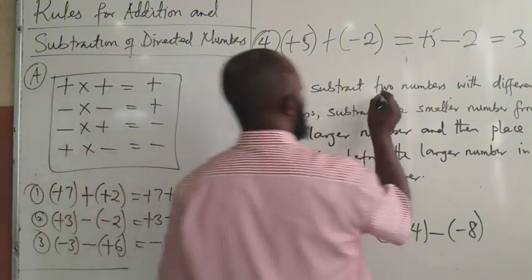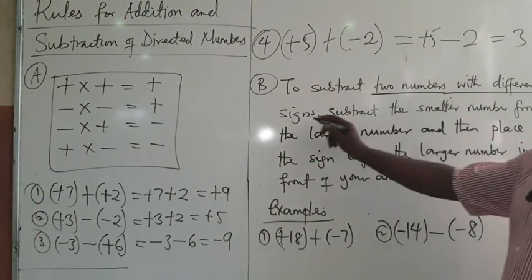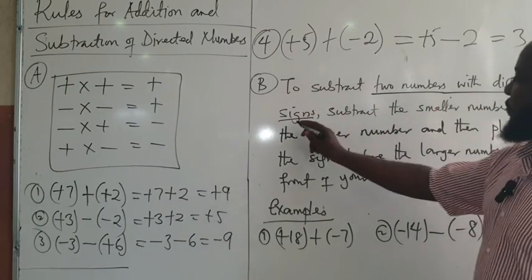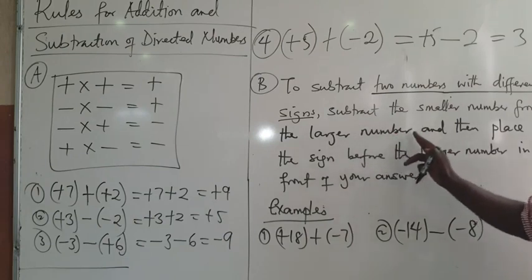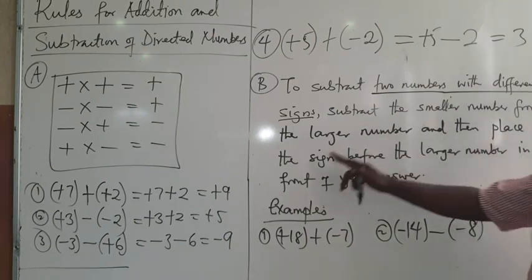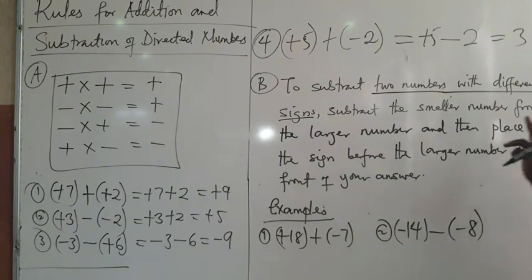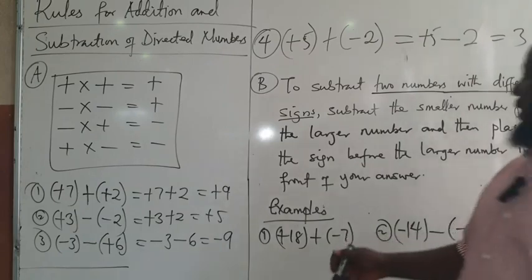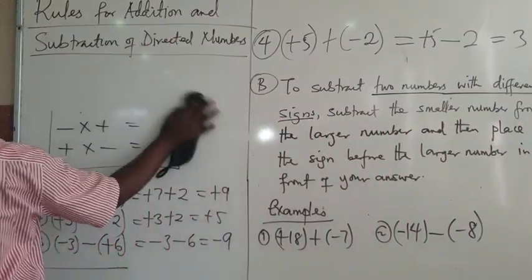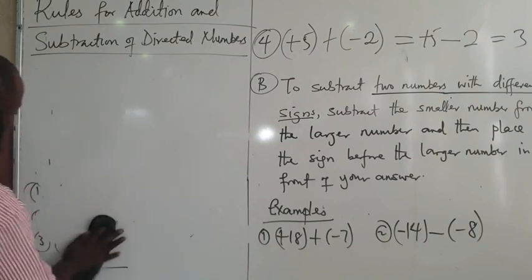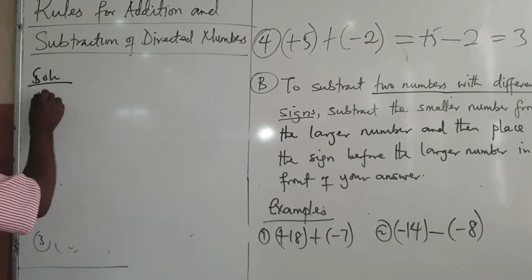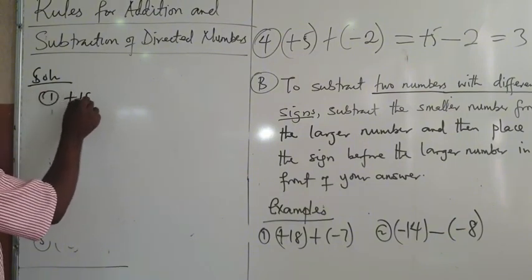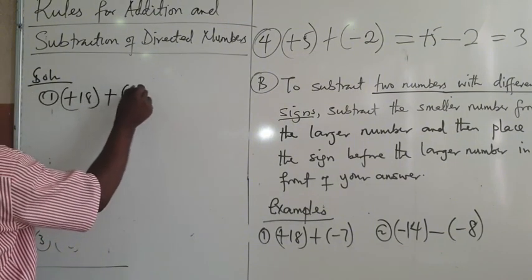So to subtract 2 numbers with different signs, take note, with different signs. Subtract the smaller number from the larger number and then place the sign before the larger number in front of your answer. Simple. So what we're going to do is we look at these 2 examples. So the first example says solution. We have 18 plus minus 7.